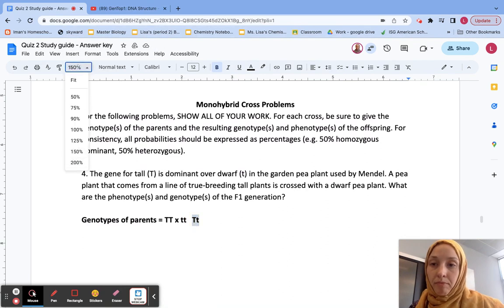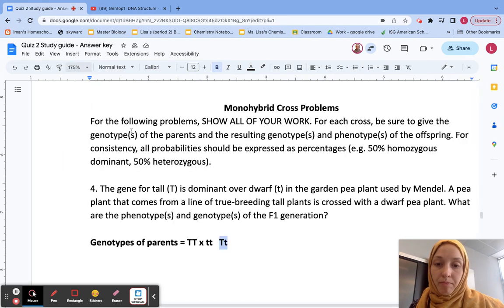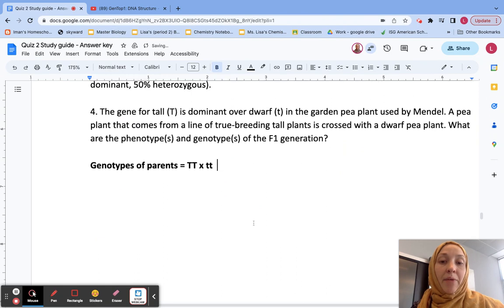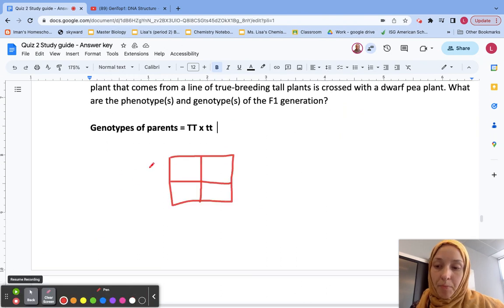So it is not heterozygous. Then I would do a Punnett square. I will take my first parent. My first parent can either pass down a big T allele or a big T allele. And my second parent can either pass down a recessive allele or a recessive allele, because they're both homozygous.